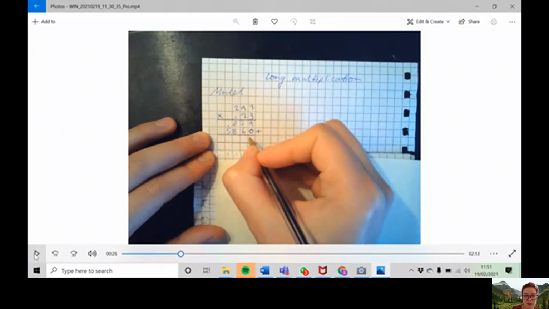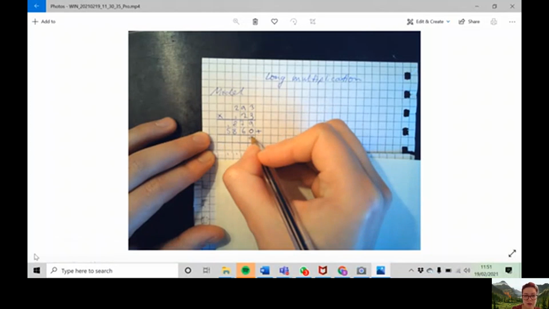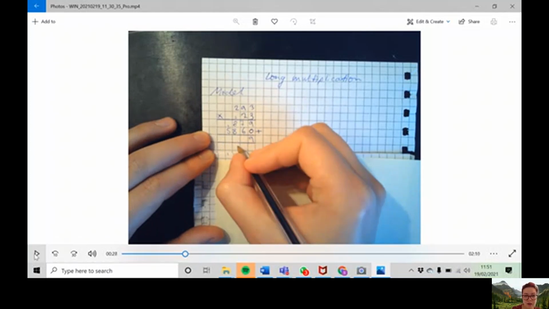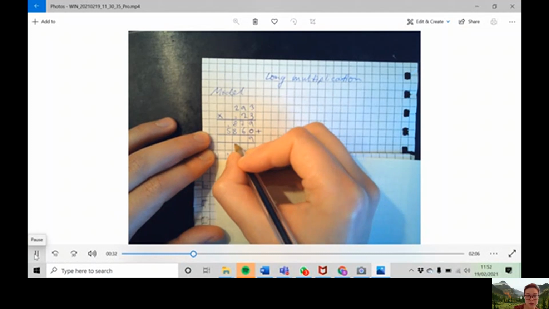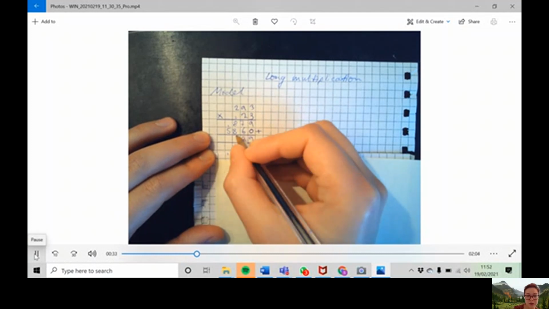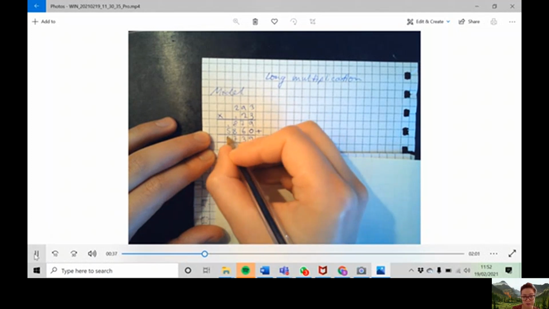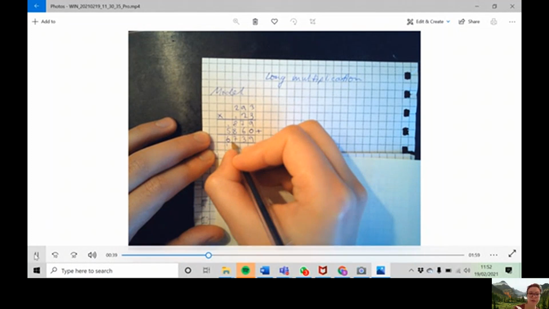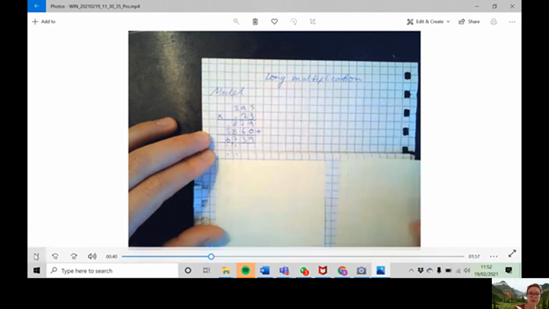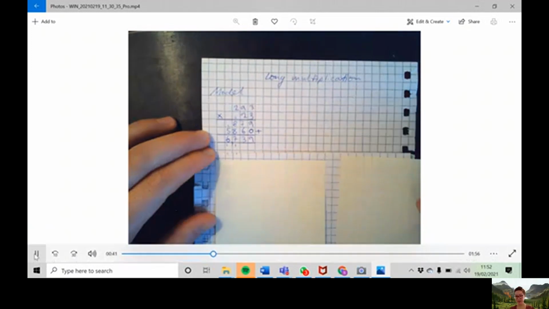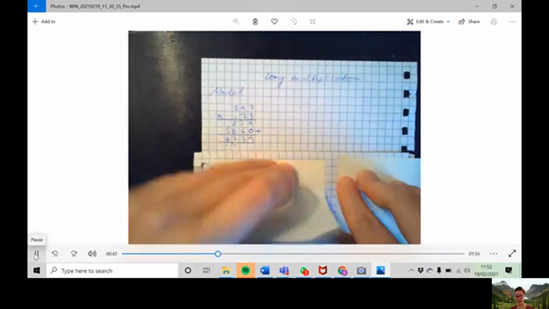And then adding everything up, 9 plus 0 is 9. 7 plus 6 is 13. So we regroup there. And 8 plus 8 is 16, plus 1 gives you 17. And finally, adding up the last column, 1 plus 5 gives you 6. So your total is 6,739. I would like you to please do these long multiplications independently.